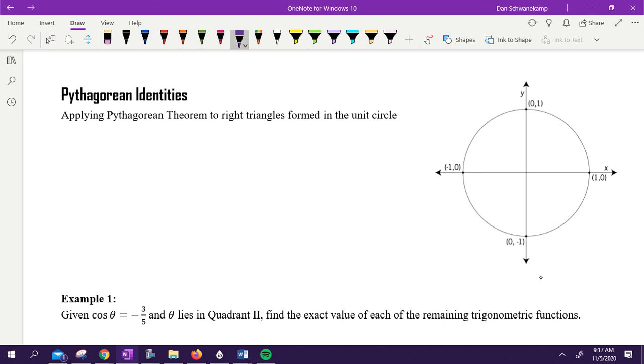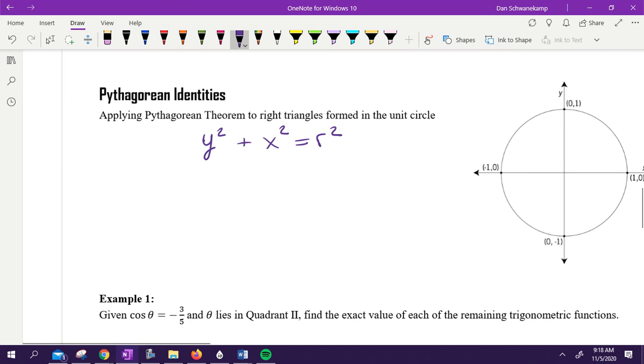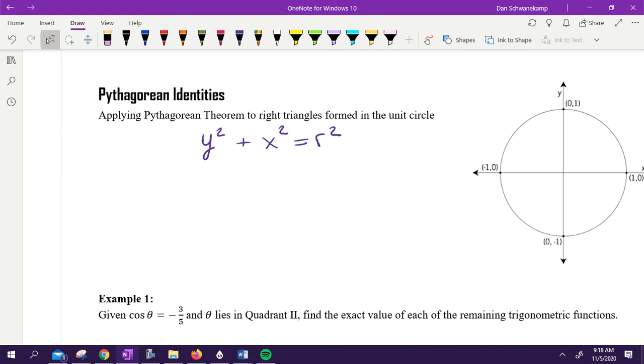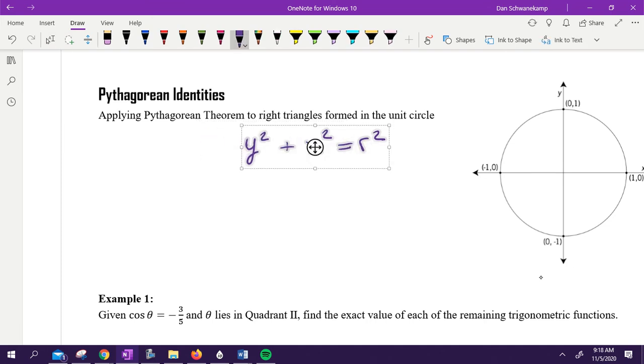Pythagorean theorem. Everybody agree with me? Pythagorean theorem is x squared plus y squared is r squared. Watch what I write. Tell me if it's the same. Is that the same? Yeah, it's the same. Y squared plus x squared equals r squared. You can write that, yeah.